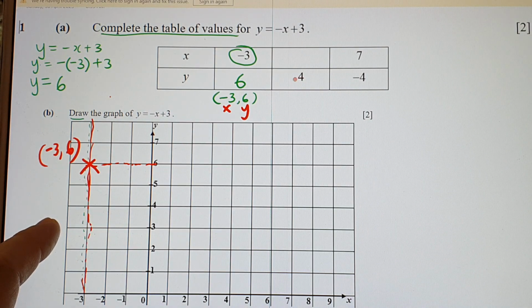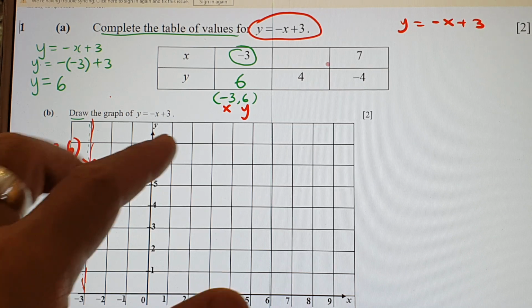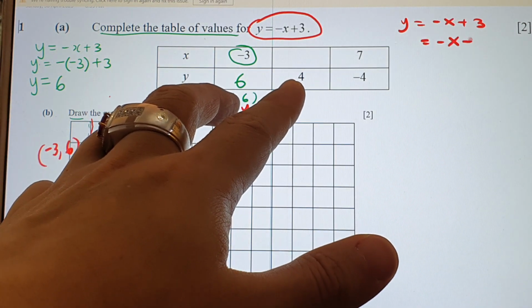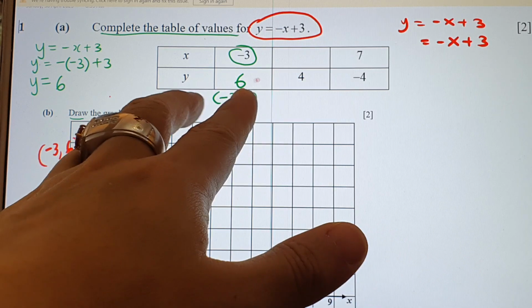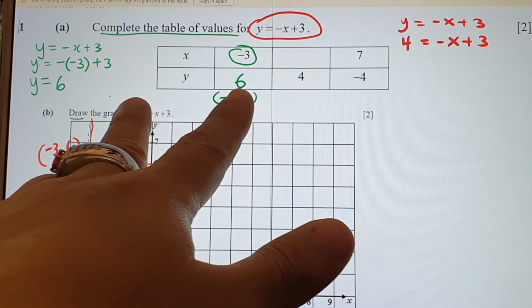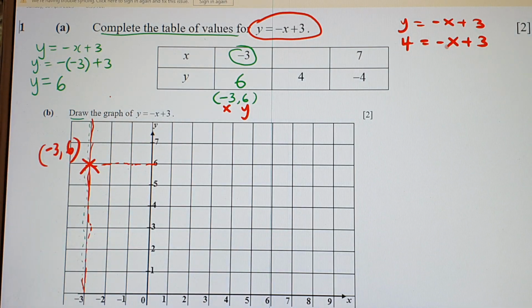Now this one is a little bit harder already. This one, again you use this formula. y equals minus x plus 3, right? But now they never give you the x. So you're supposed to find the x, right? They give you the y. The y is, can you see, is 4? The y is 4. So how do I find this x value?